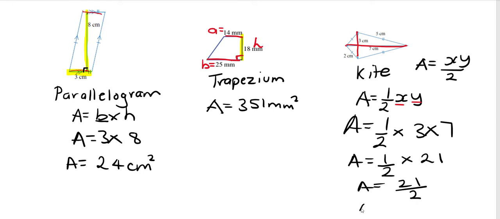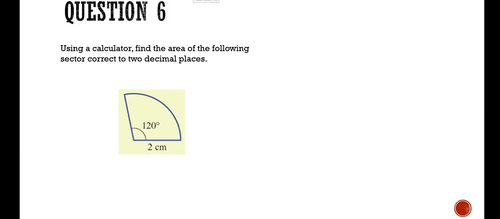Which leaves me with 10.5. And our units are centimeters, and we found the area, which is squared. Okay, question 6 says, using a calculator, find the area of the following sector, correct to 2 decimal places.